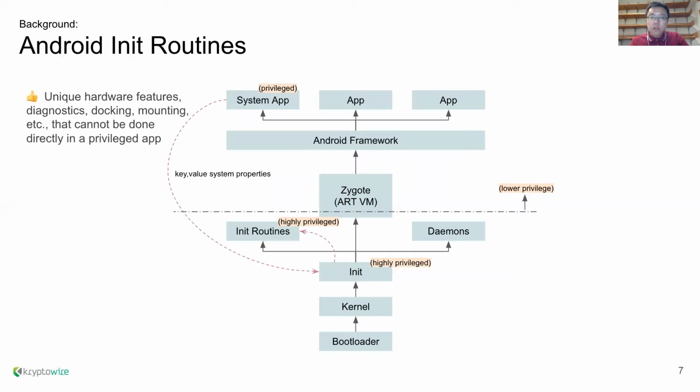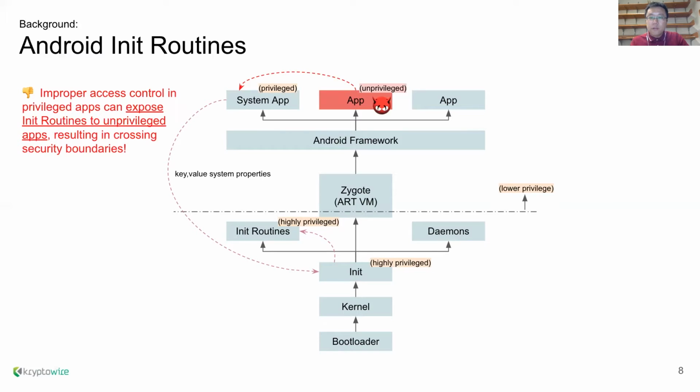The device vendors can configure and extend the behaviors of Android init by defining custom init routines. This would benefit vendors as they can leverage the init routines to easily adapt to the unique hardware features, diagnostics, docking, and mounting that cannot be done directly in a privileged app.